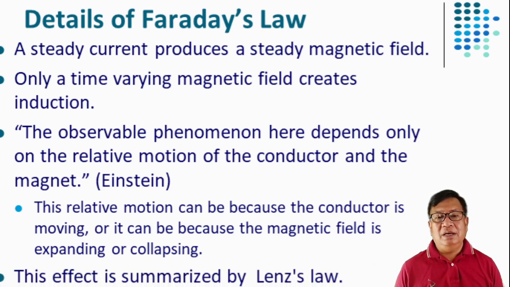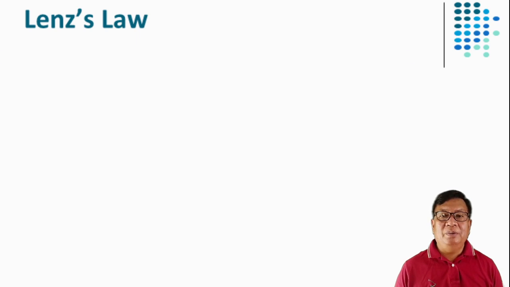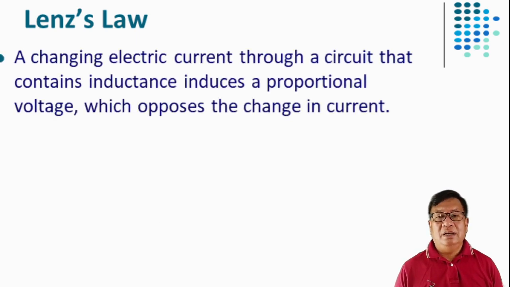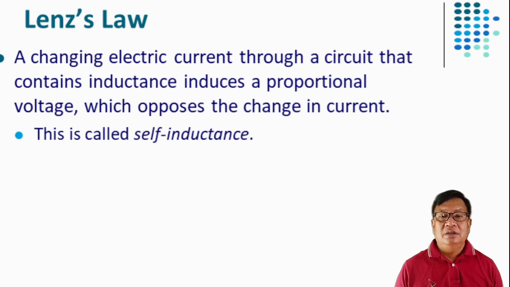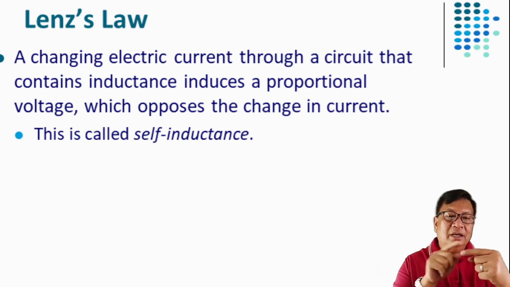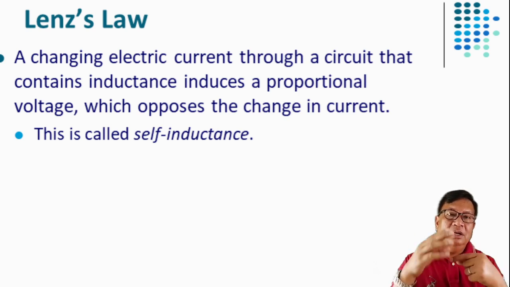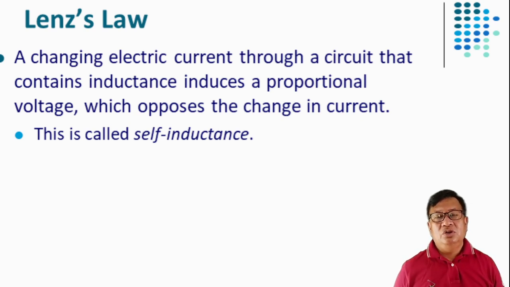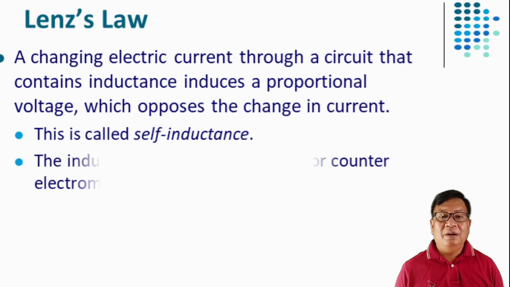Okay, so the effects is summarized by Lenz's law. Ano po ba itong si Lenz's law? Okay, a changing current through a circuit that contains inductance induces a proportional voltage which opposes the change in current. So ito po yung pag sinasabi natin na itself, yung change ng kuryente dito sa current carrying conductor due to the induced voltage or induced current. Ito po yung tinatawag natin na self due to the self-inductance. Self lang po yon.